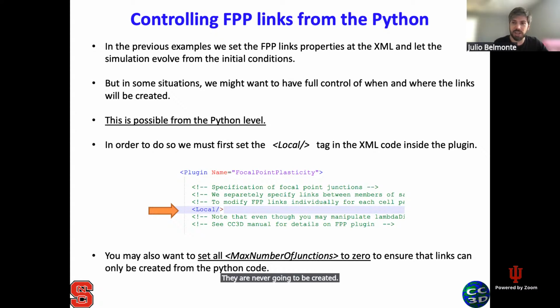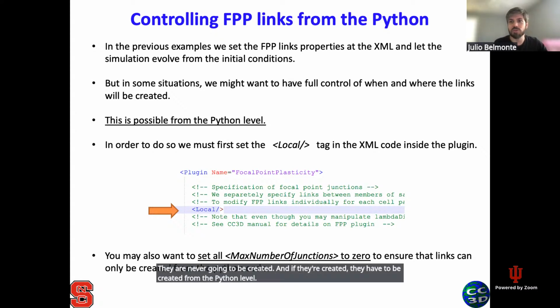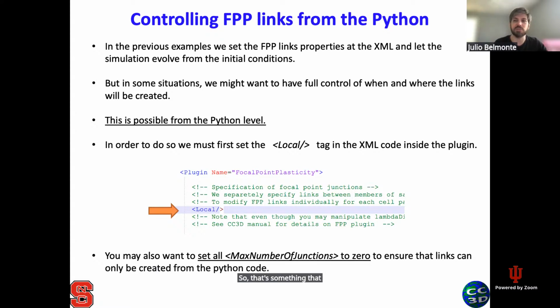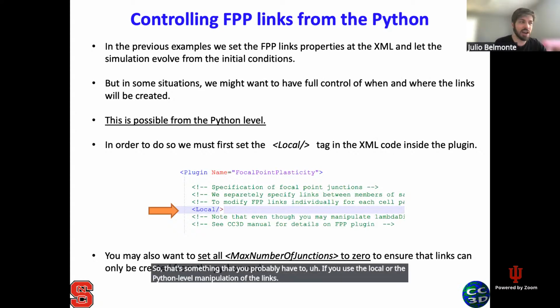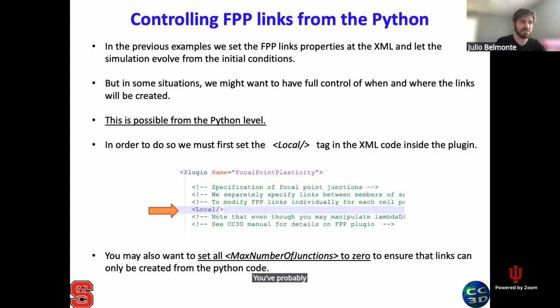And if they're created, they have to be created from the Python level. So if you use the local or the Python level manipulation of the links, you probably also want to set the maximum number of junctions to be 0 for each interaction pair. In this case, the links can only be manipulated at the Python level.